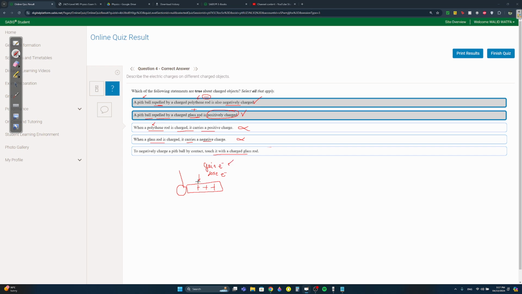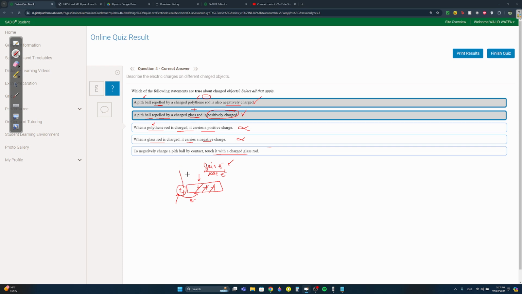We want to counteract the positive. We need to balance it out, right? So it's going to gain negative charges from where? From the neutral one, right? So when it takes electrons from the neutral ball, this neutral ball is now losing electrons. So what's going to happen? It's going to become positive. This one is going to try and become neutral.